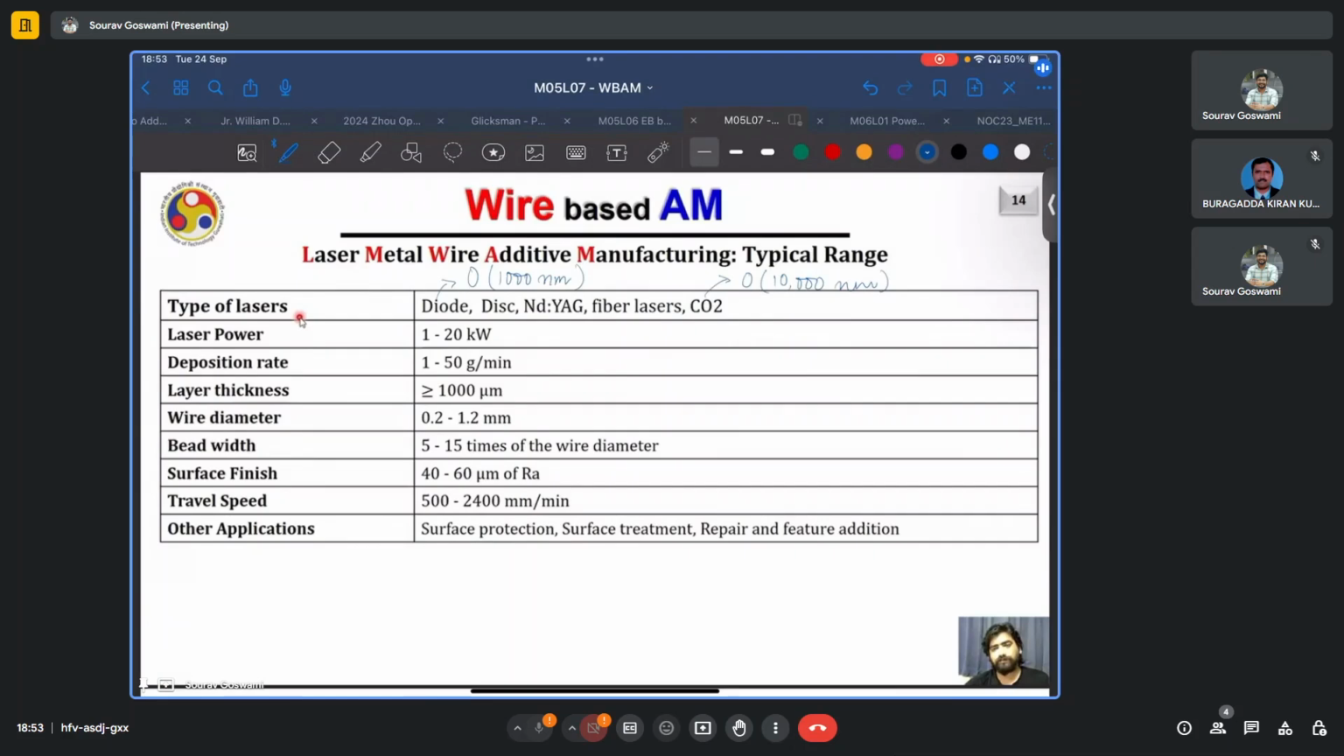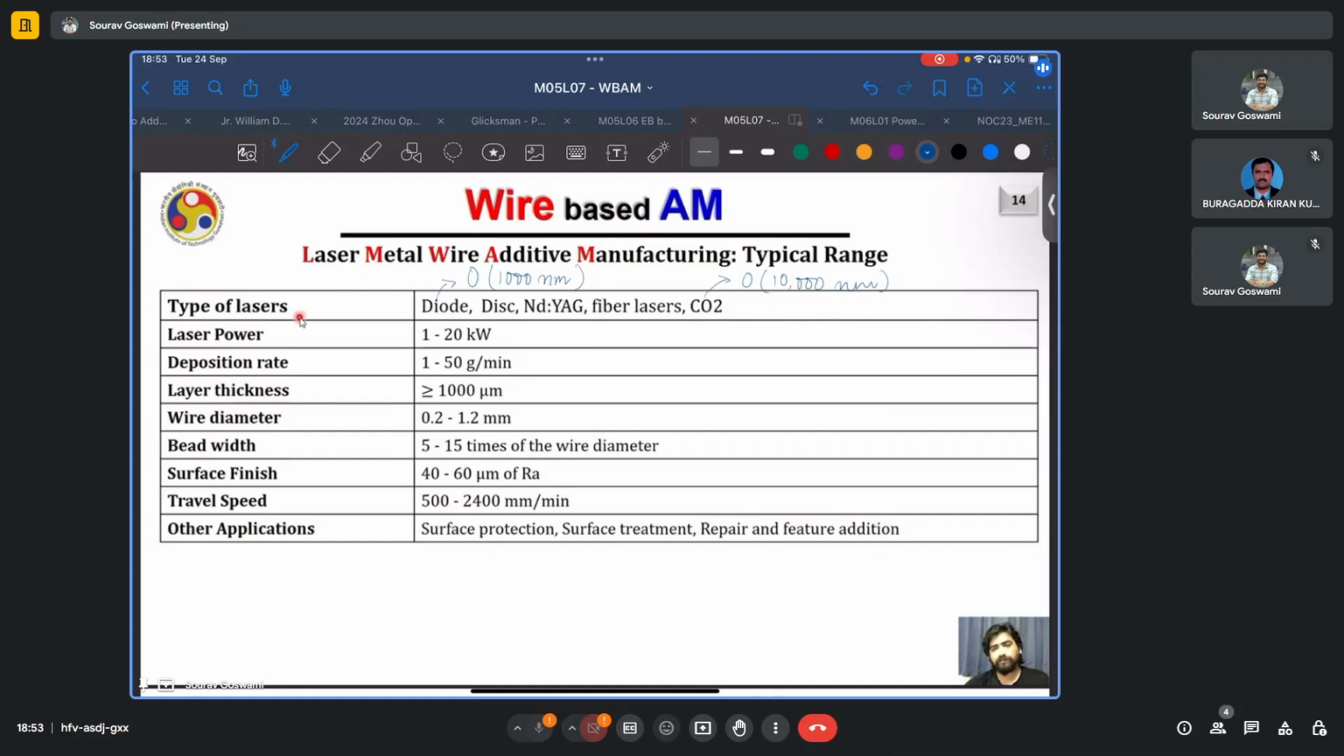Typical powers, which are used in commercial machines, range in the order of 1 to 20 kilowatts. The deposition rates can be between 1 and 50 grams per minute. Their thicknesses are typically above 1 millimeter, and that is because, as we know, we typically use the normal simple welding wire for these applications, which typically come in thicknesses of say 1.2 or 1 mm.